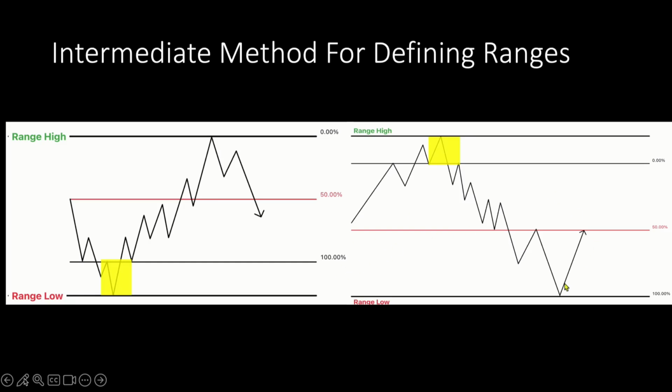What can we anticipate now? We can anticipate price to draw back towards internal range liquidity, and that is where that 50% price level equilibrium comes in handy.